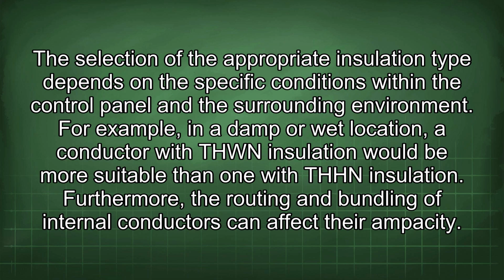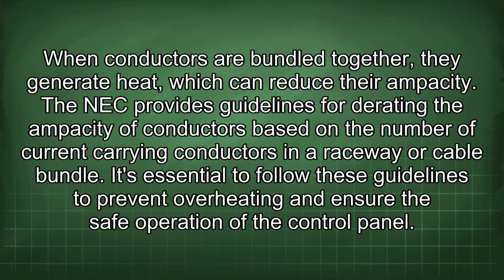For example, in a damp or wet location, a conductor with THWN insulation would be more suitable than one with THHN insulation. Furthermore, the routing and bundling of internal conductors can affect their ampacity. When conductors are bundled together, they generate heat, which can reduce their ampacity. The NEC provides guidelines for determining the ampacity of conductors based on the number of current-carrying conductors in a raceway or cable bundle. It's essential to follow these guidelines to prevent overheating and ensure the safe operation of the control panel.